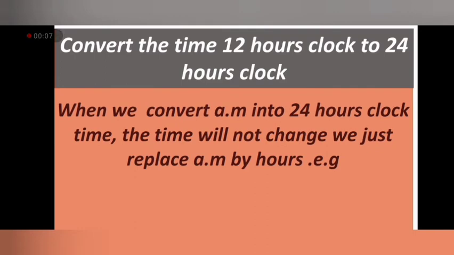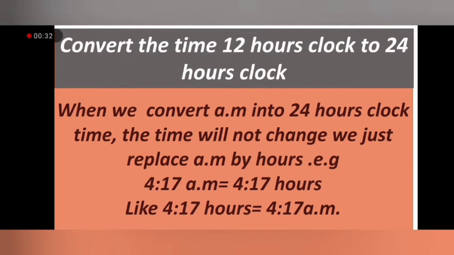When we convert AM into 24 hours clock time, the time will not change. We just replace AM by hours. For example, 4:17 AM is equal to 4:17 hours. The time will not change. Just replace AM to hours, or 4:17 hours is equal to 4:17 AM.